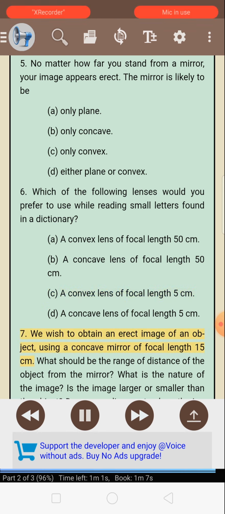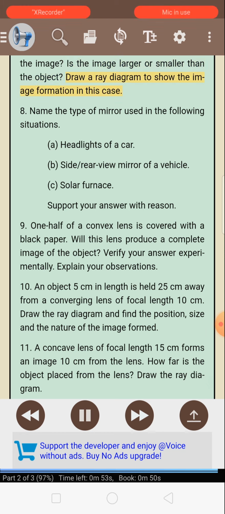7. We wish to obtain an erect image of an object using a concave mirror of focal length 15 centimeters. What should be the range of distance of the object from the mirror? What is the nature of the image? Is the image larger or smaller than the object? Draw a ray diagram to show the image formation in this case.